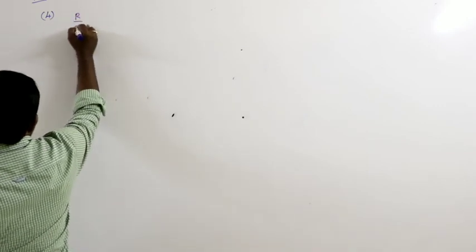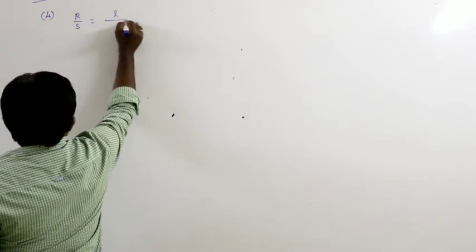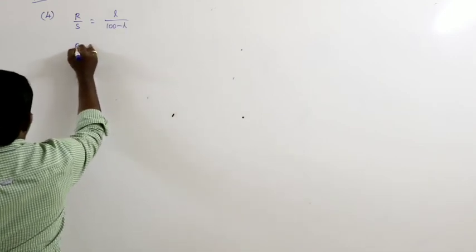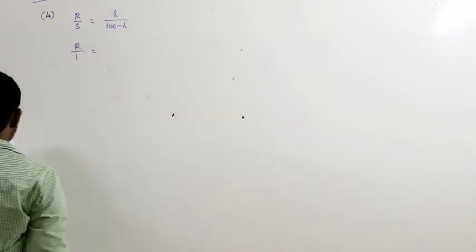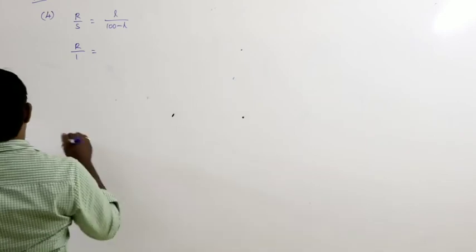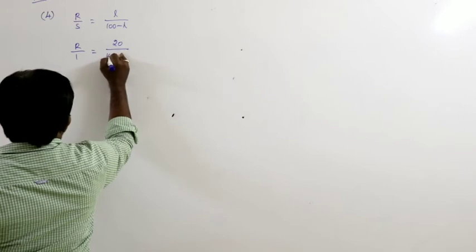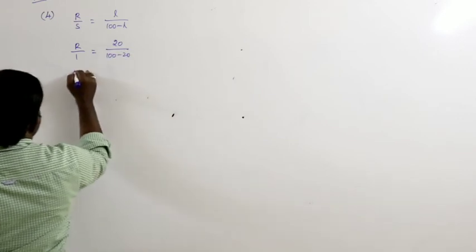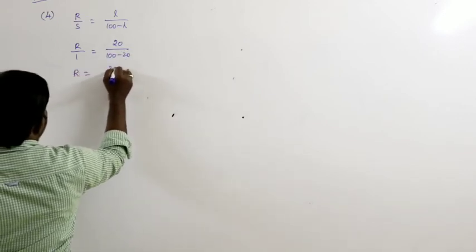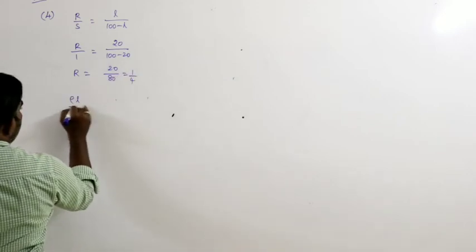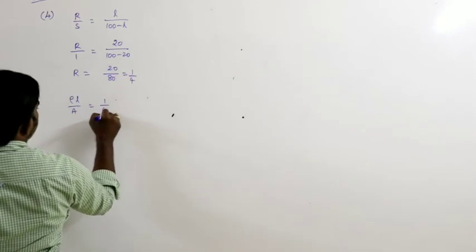Generally we know R by S is equals to L by 100 minus L. What is R? We have to calculate. S is given as 1 ohm, the standard resistance in the right gap. Balancing length is 20 centimeters. 20 divided by 100 minus 20. So R is equals to 20 by 80, so that is 1 by 4. That is rho L by A is equals to 1 by 4.